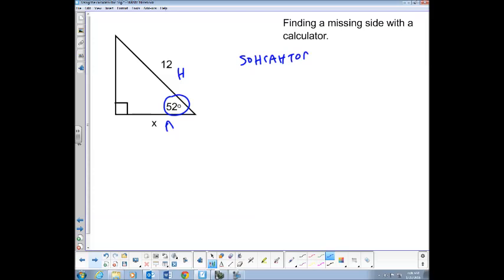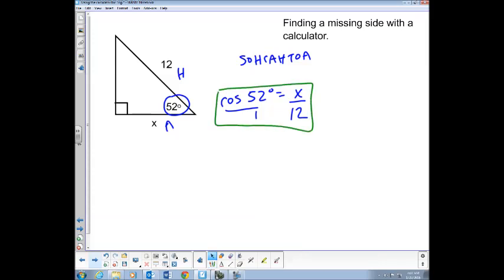SOHCAHTOA, like always, remember to write that. The more times you write it, the less likely you are to forget it or mess up when you're spelling it out. So that's going to be the cosine of 52 degrees is equal to x over 12. Remember, make it a proportion. This, again, is your setup. We always want to see that. And so then we get x is equal to 12 cosine of 52 degrees.